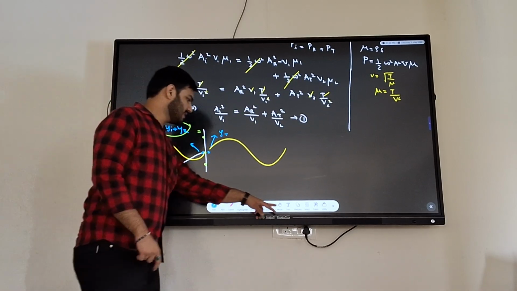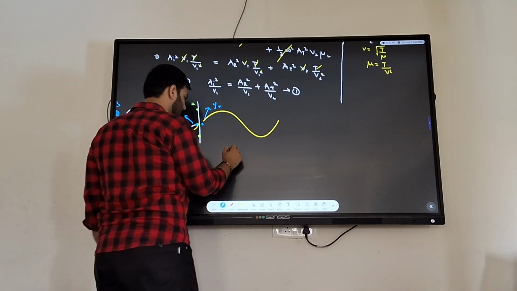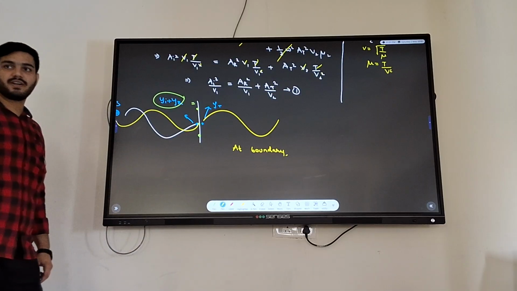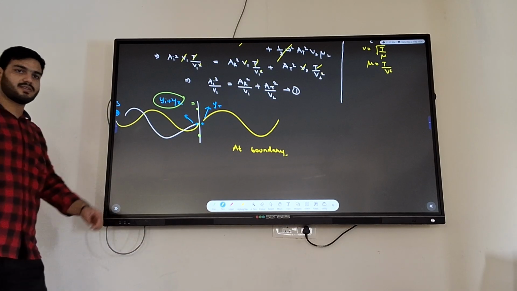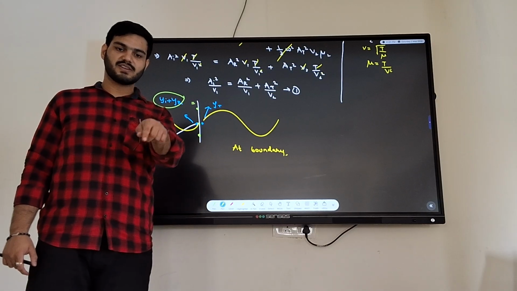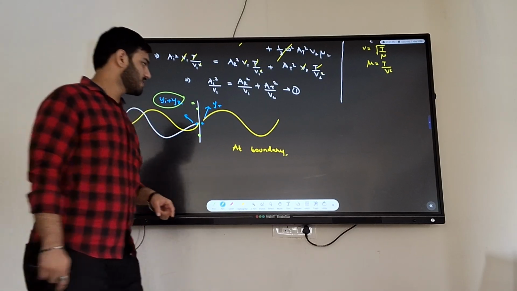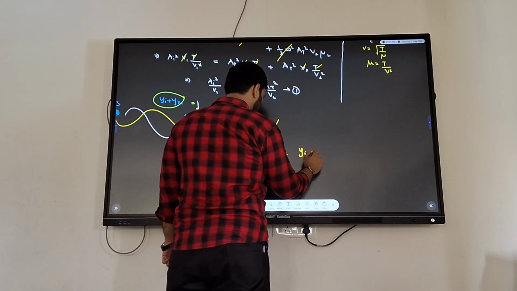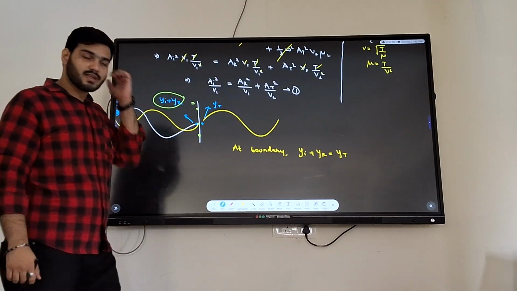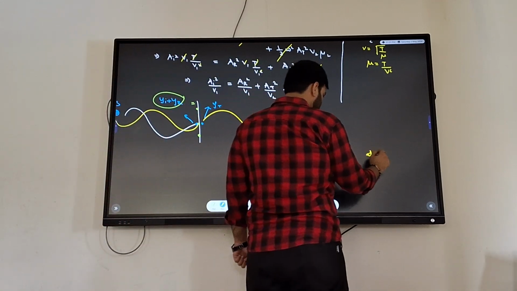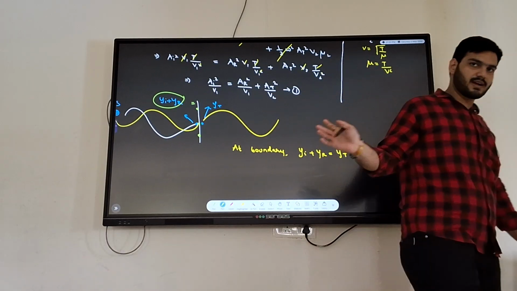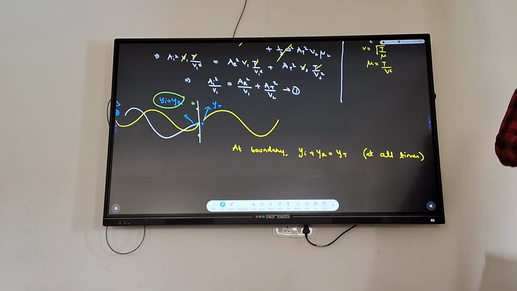What does it mean? That in general, at the boundary, this is called the condition of continuity. I don't know if you know this or not, but even in functions you write LHL equal to RHL. The function has to be continuous, it should not be broken. Something like this: y_i plus y_r is equal to y_t at all times. You are not fixing time; it should occur at all times. At all positions as well.